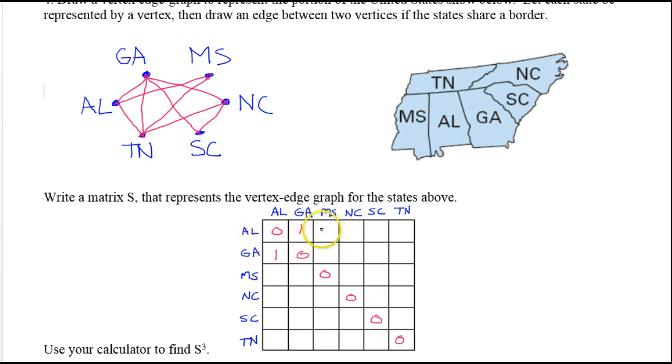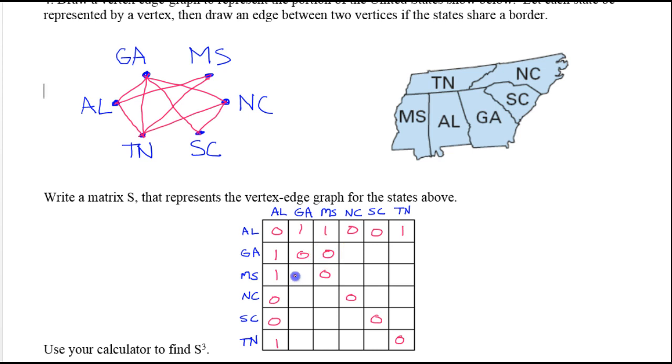Does Alabama share a border with Mississippi? Yes, it does. That means Mississippi, Alabama as well. Does Alabama share a border with North Carolina? No, it doesn't. That means North Carolina, Alabama, is a 0 as well. Does Alabama share a border with South Carolina? It does not. So that means a 0 here and here. Does Alabama share a border with Tennessee? Yes, it does. So that means here and here. Does Georgia share a border with Mississippi? No, it does not.